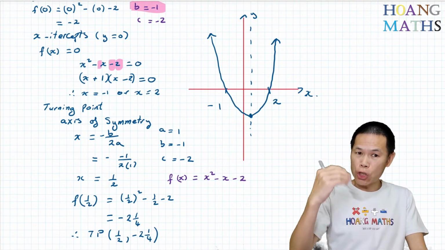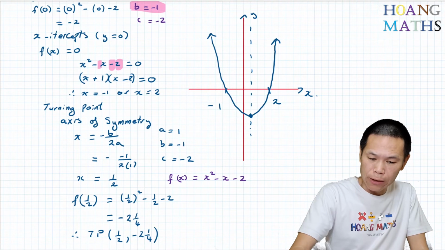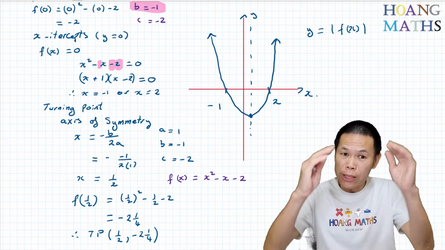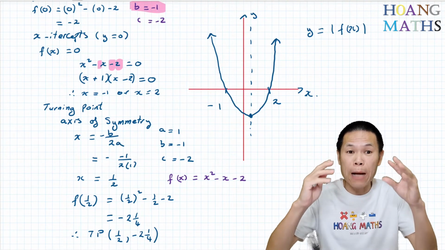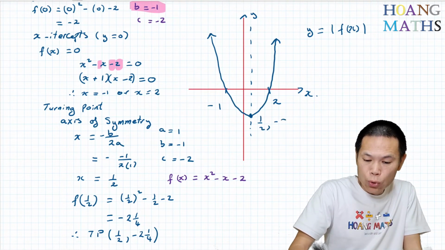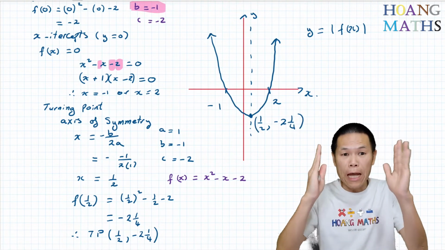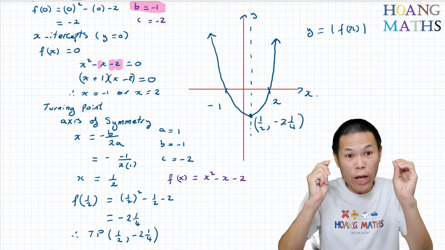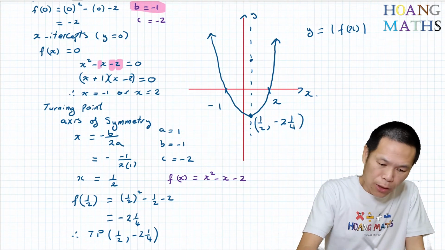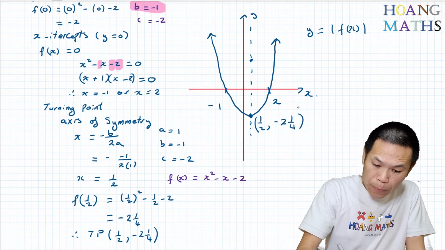But then we need to sketch the absolute value of f of x. So y is equal to the absolute value of f of x. So this means that when the function is negative, all the values become positive. So this one here is a half and negative 2 1/4. So the absolute value of negative 2 1/4 becomes positive. So we're going up here somewhere, roughly. So this should give me a half and 4 1/4.